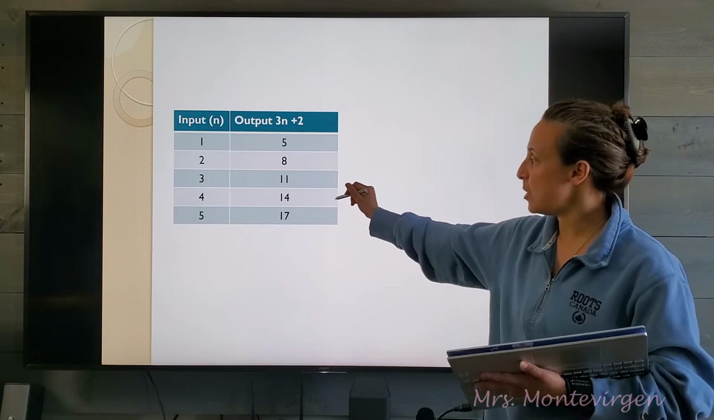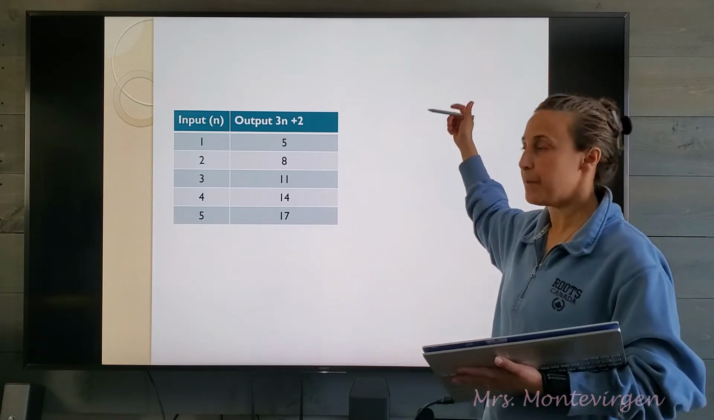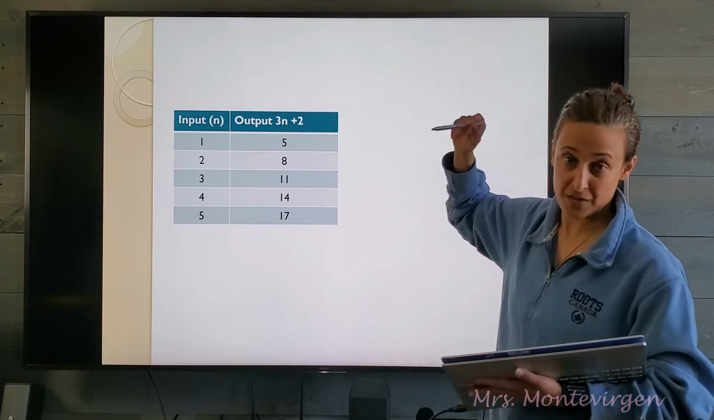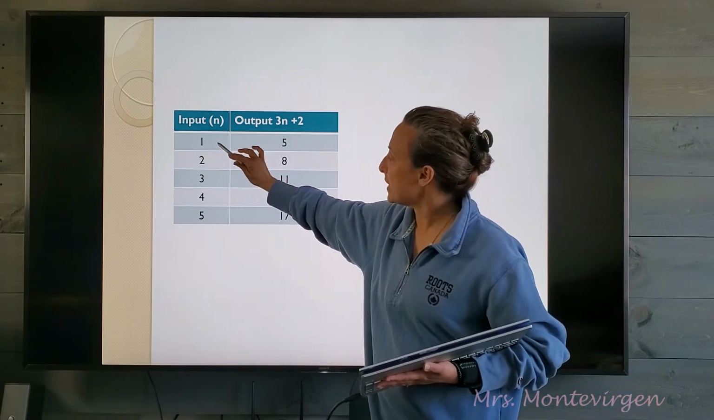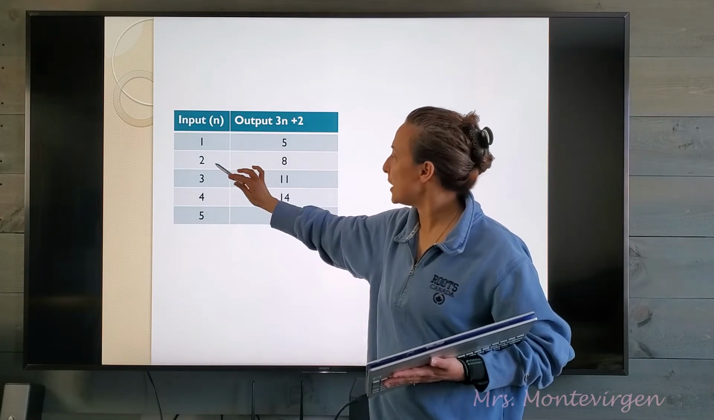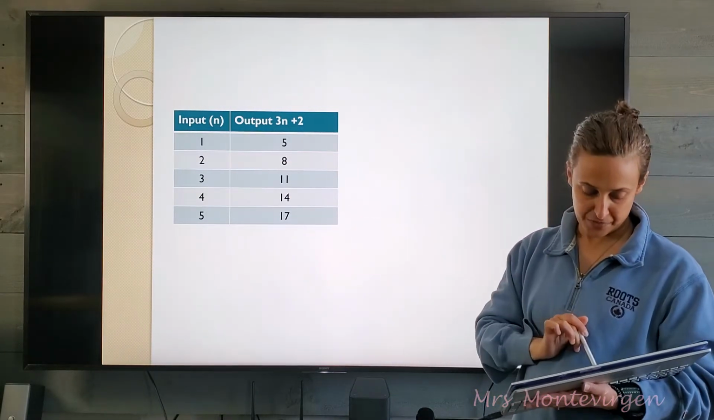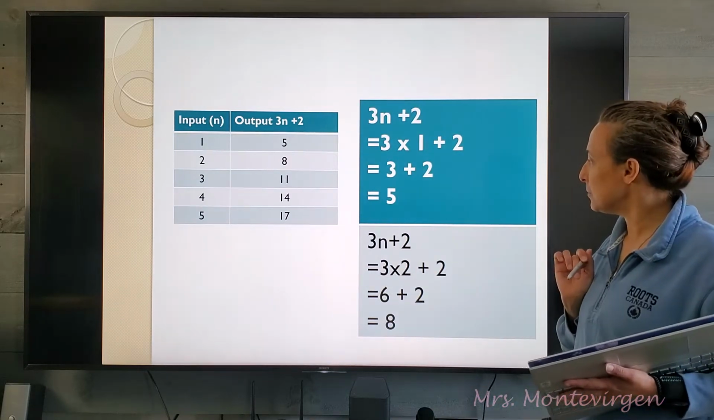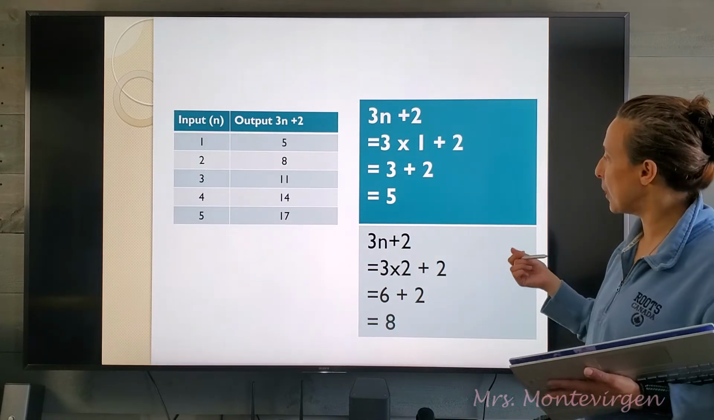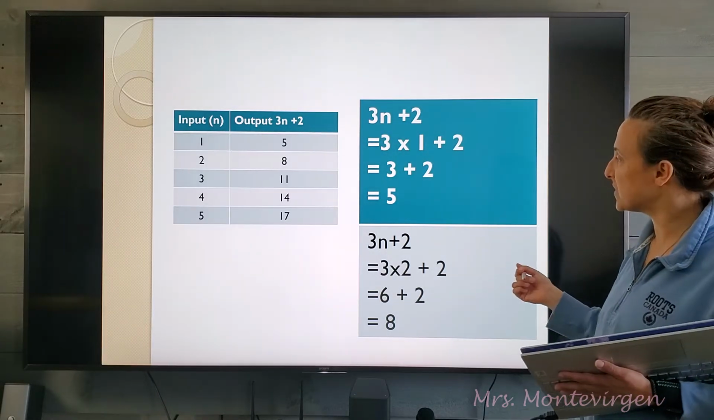So I have the table here, and I'm going to show you how we're going to replace the variable with 1 and 2 in order to get the answers of 5 and 8. Actually, let's go through it together and we'll see if we understand what was done here.